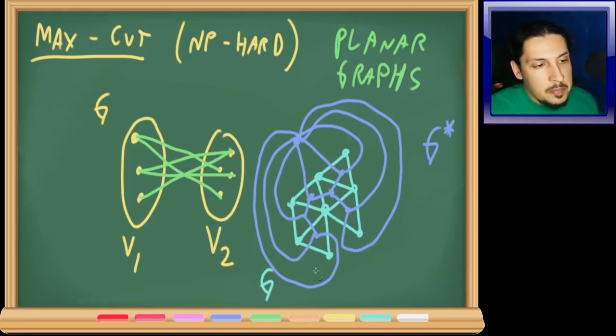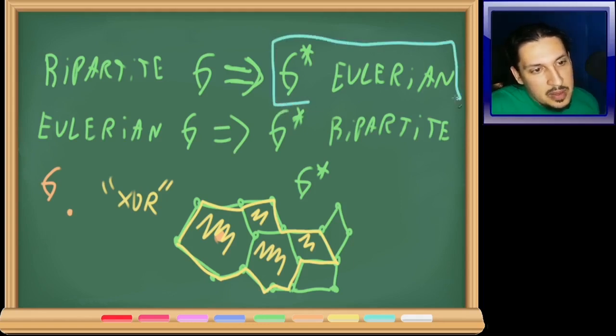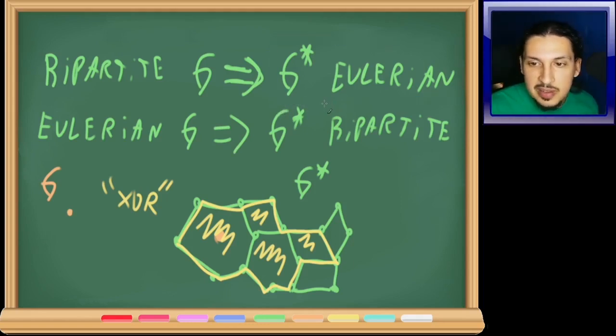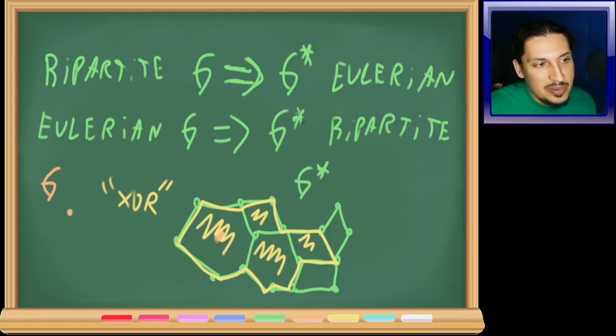So our plan is to remove some edges from G, but that will also change the dual graph. And our mission is that the result is a bipartite graph in G. But since that is hard in general, we will check if maybe it's easier to concentrate on the dual graph and remove things until it gets Eulerian. And that's a much easier problem to solve. Okay, let's concentrate on that.